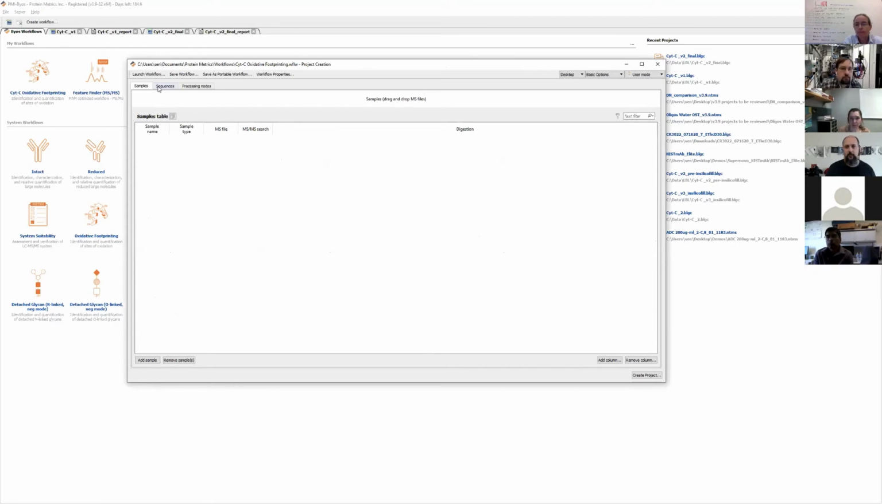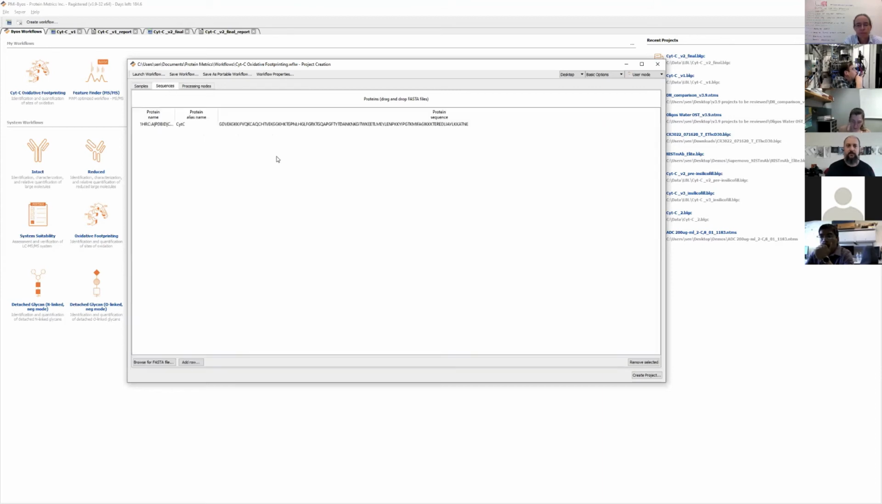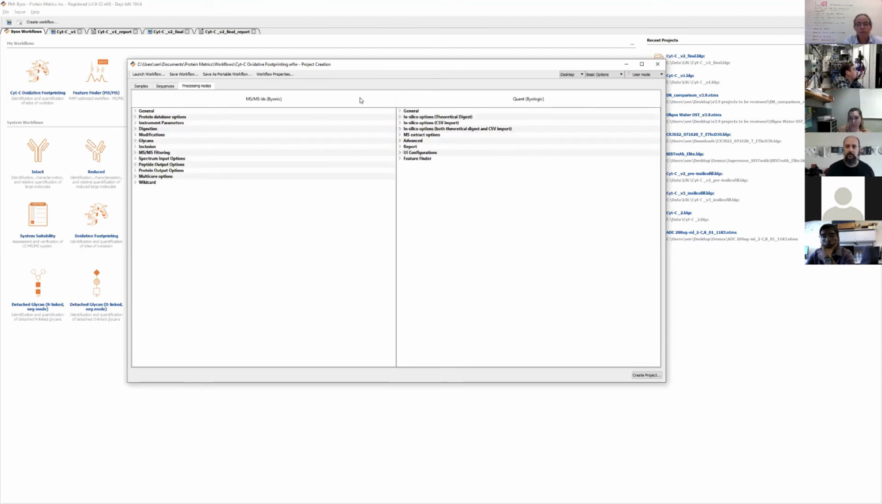All right, so when you launch a workflow, any workflow in BIOS, you're going to be presented with a couple of tabs here. One of them is the samples tab. This is where you drag and drop your raw data files. Sequences, in this case, I've already added the cytochrome C sequence here, but if you have a FASTA file, this is where you would bring it. And then processing nodes is where the actual search parameters, etc., can be found. So this depends on the workflow, how it looks.